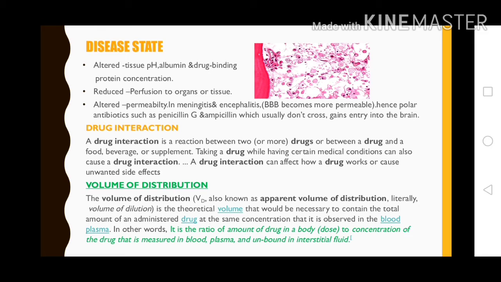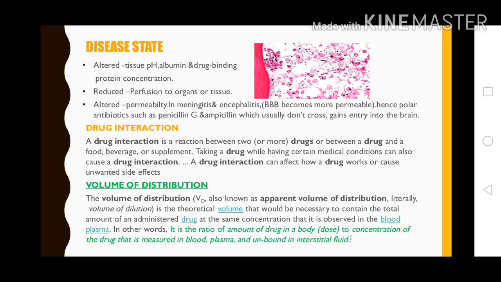Next is the disease state. There is an alteration in the tissue pH, albumin, and drug binding protein concentration in a person who has a particular disease. So sometimes it can hinder the distribution of drugs. In some cases, it is reduced due to perfusion of organs or tissue, and in some cases, it is altered due to permeability.